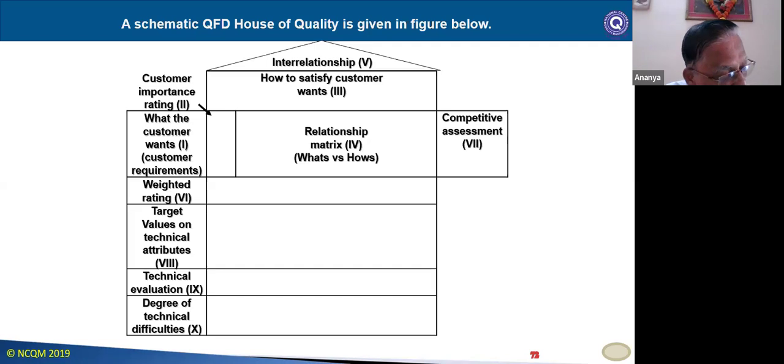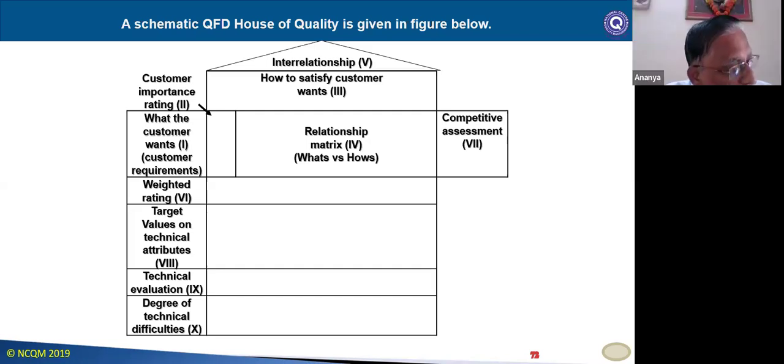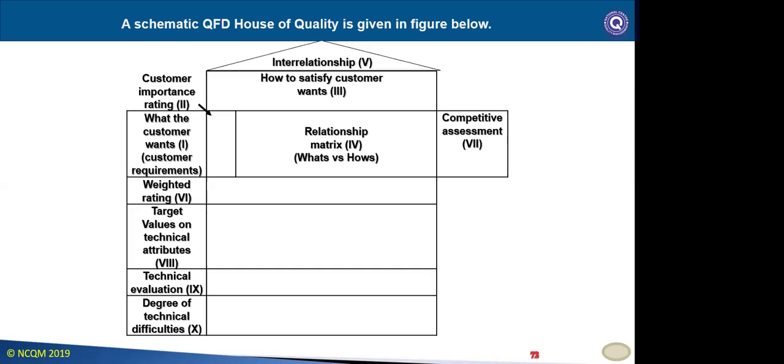Now number 4, there is a relationship matrix. What versus how. So what the customer wants and how we are going to meet the requirement, how they are related. In the example, it will be clear what the relationship is between them, because we have listed so many requirements on the left side. So are they related? If the relationship is strong, then we will focus on that. That is number 4.